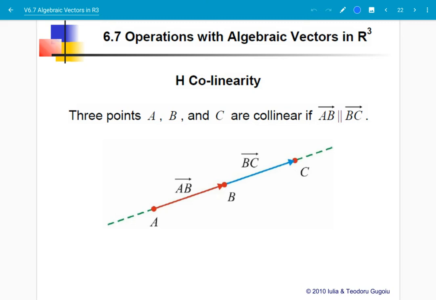Collinearity: are two vectors or three points collinear? If two different vectors drawn between those points are equal or parallel, then the points are collinear.